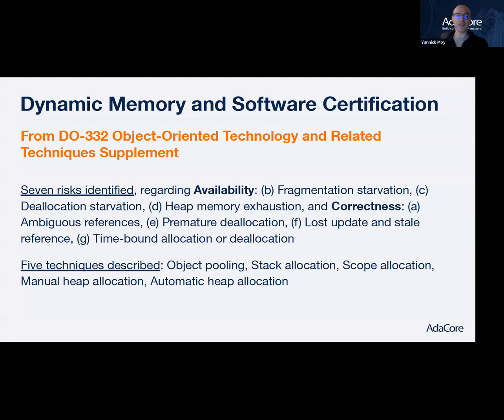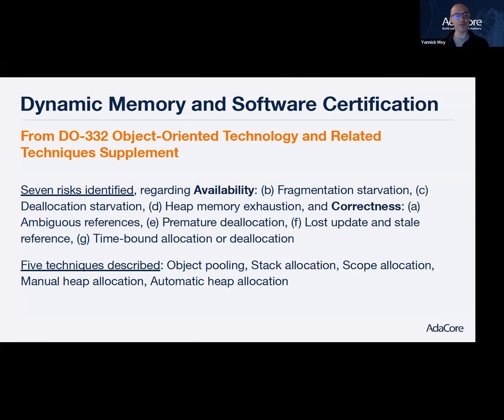Of the 7 risks, 3 were focusing on availability. Risk B related to fragmentation starvation, so the fact that there's enough contiguous memory available. Risk C related to deallocation starvation, so the fact that memory is leaked instead of being deallocated. Risk D related to heap memory exhaustion, so the fact that there's enough heap memory for the application at any given time. And 4 risks were related to correctness.